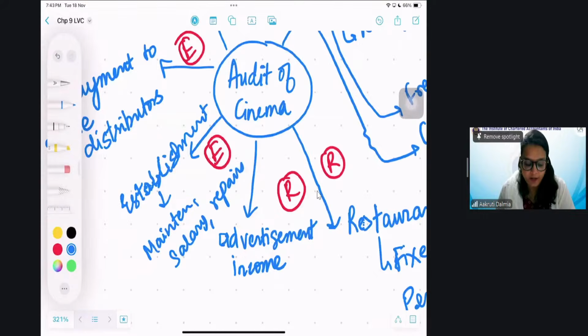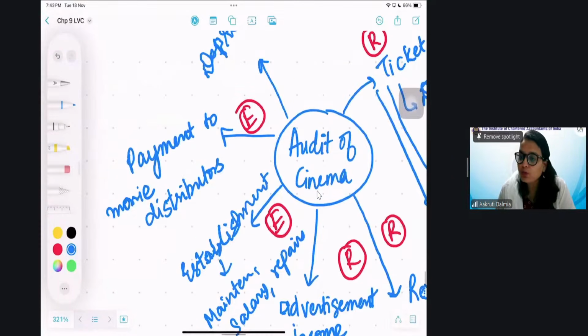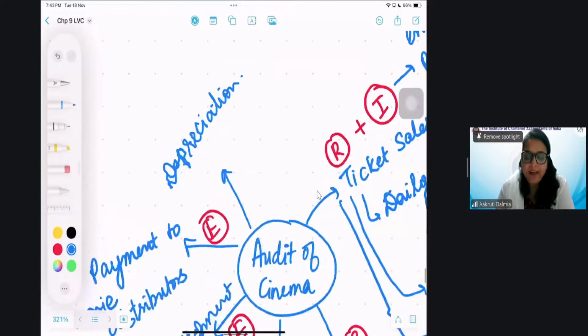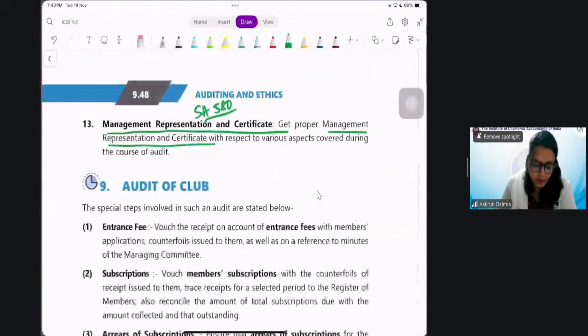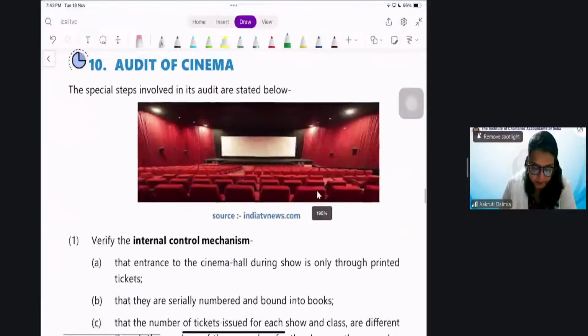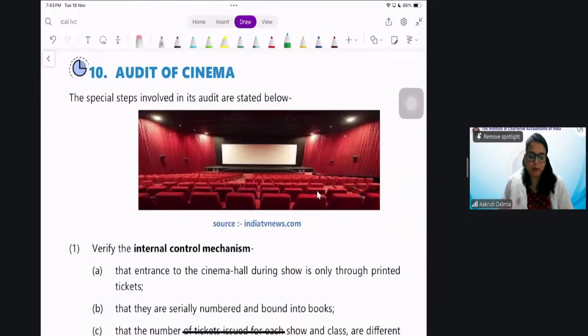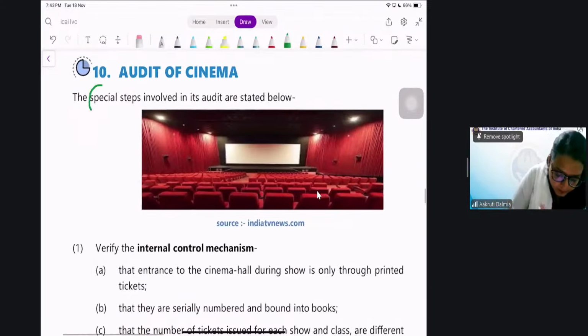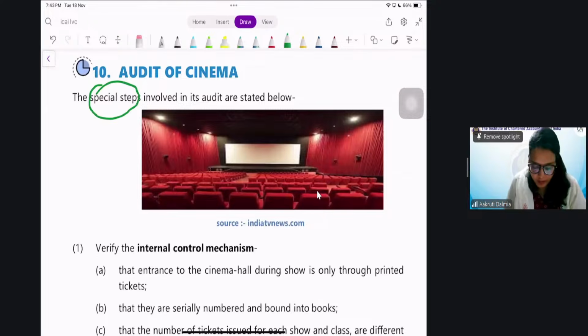of day-to-day running expenses. Then payment to distributors. Sometimes you also pay advance to distributors and then the film gets cancelled. So you have to adjust that advance also. Then depreciation. Everyone clear? That's it. Let's come to the audit of cinema theater. What are the special steps involved?